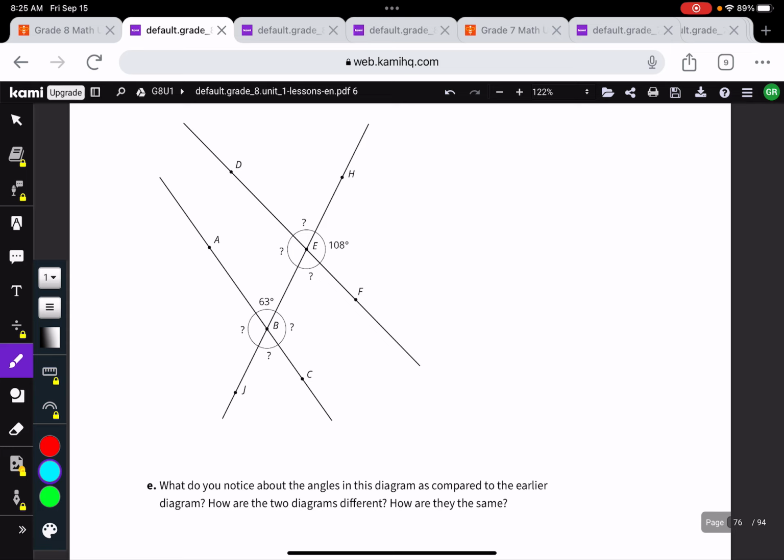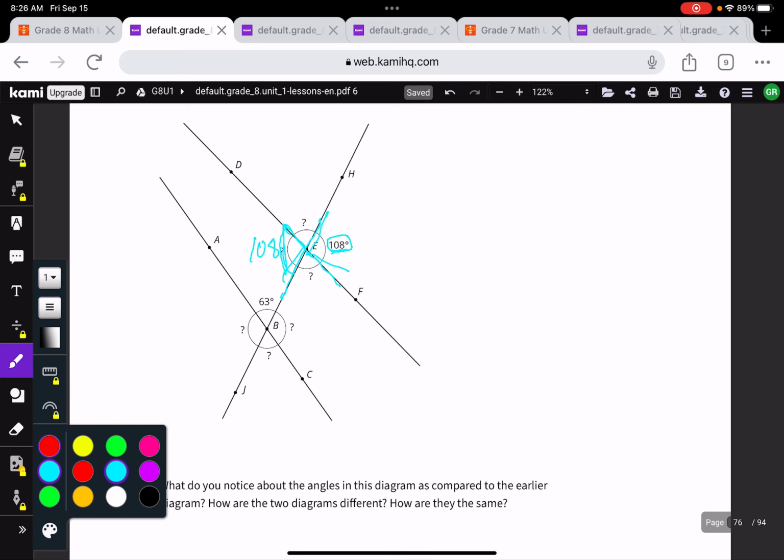If we know that this is 108, we can figure out the rest of these angles. Hopefully it's obvious that if that's 108, then this is 108, because that's called a vertical angle. That's 108, and that's 108. So we got that one. And you can probably finish the rest.